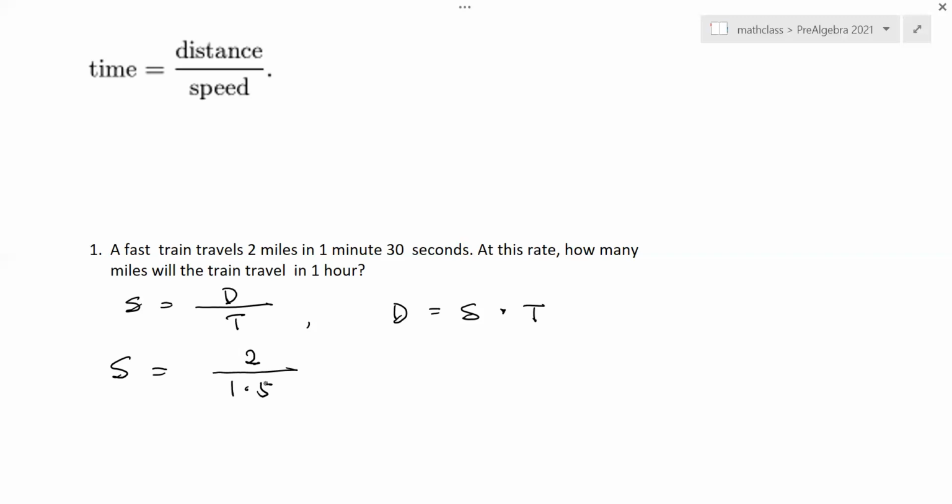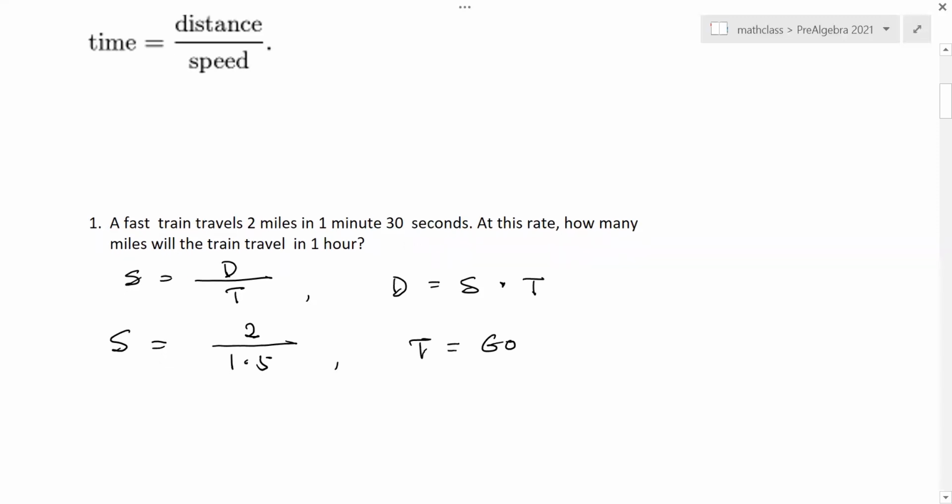Then the time here, you should also use minutes. So 1 hour is going to be 60 minutes. After you multiply them out, you get the same answer, the answer you want. So the distance equals the speed times time. Then you do the simplification.